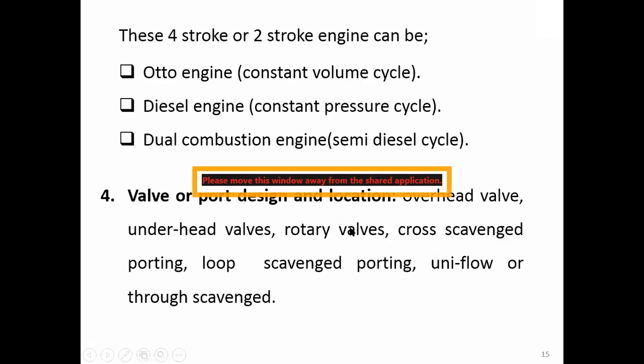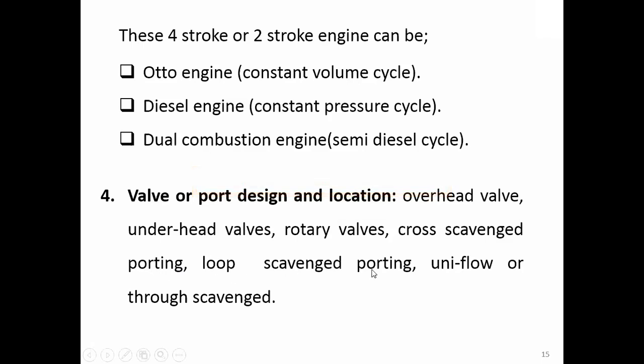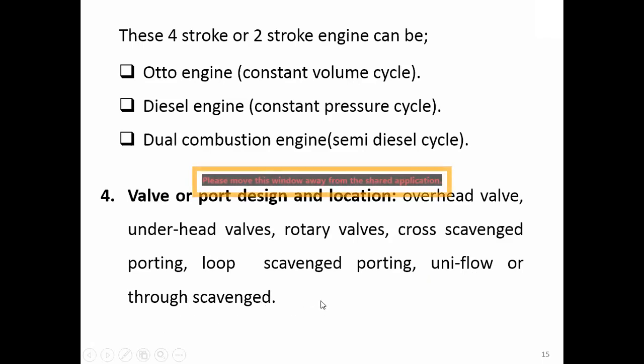Sometimes we do not use a valve, right? We can use a port, or an opening, just an opening to let the exhaust flow out, or the fresh air or the air-fuel mixture flow in. So we have cross scavenging porting, loop scavenging porting, or uniflow or two-stroke scavenging porting. Okay, but we will talk about it later on.